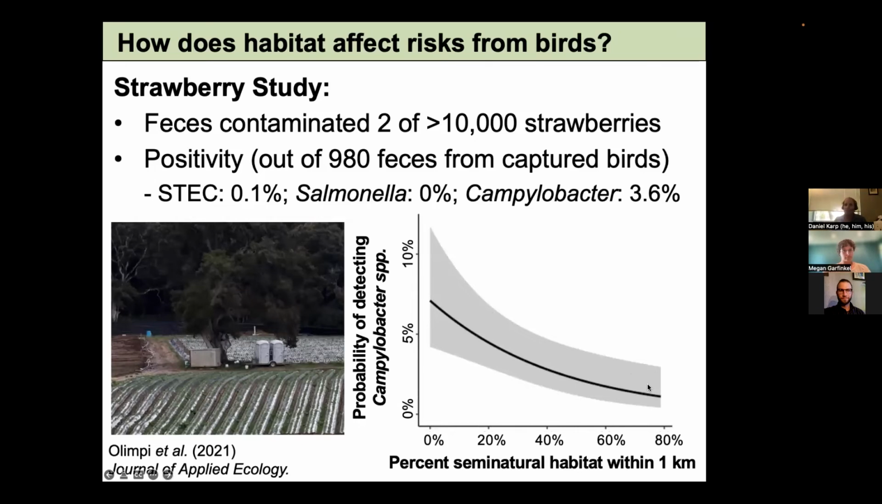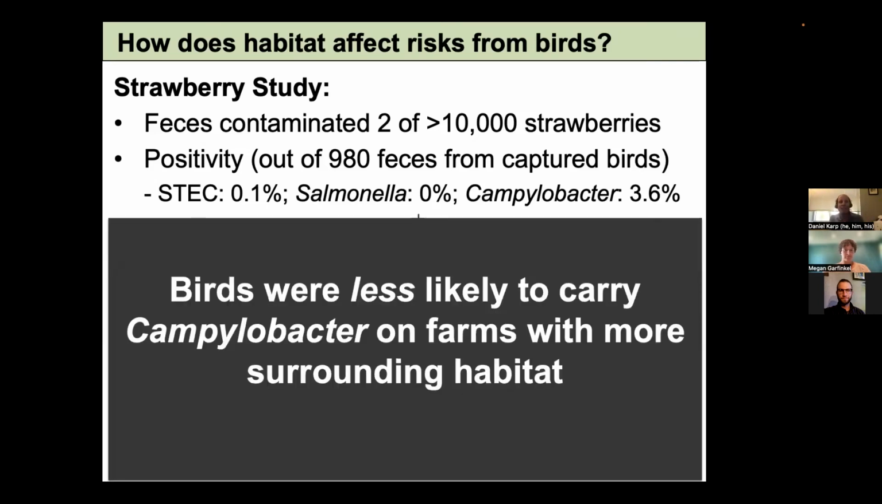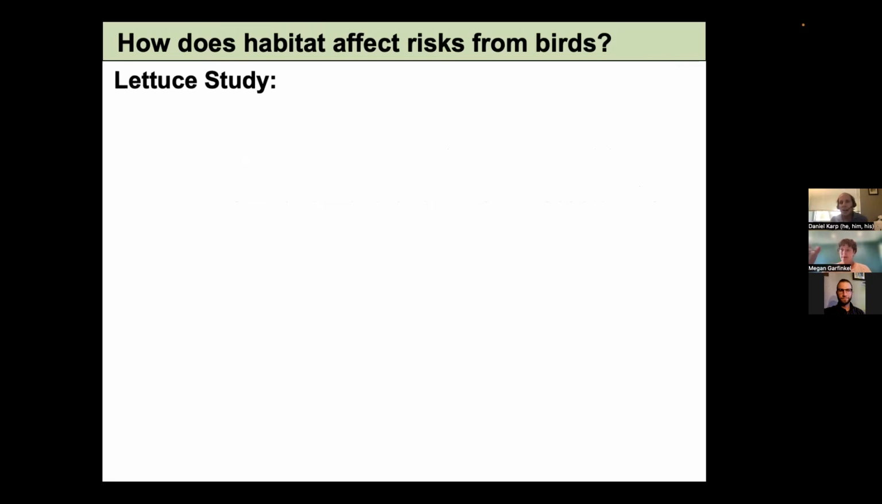The species that were the best hosts of Campylobacter were more likely to occur on those farms that had less habitat around them, and less likely to carry Campylobacter on farms with more surrounding habitat, all right? What about the lettuce study? Let's look at that one.